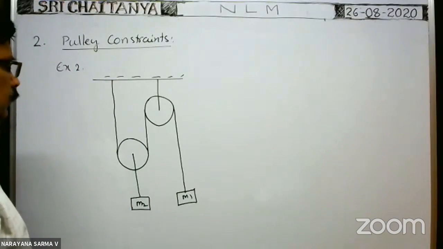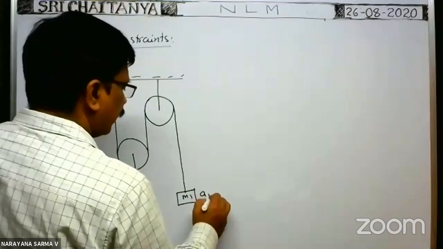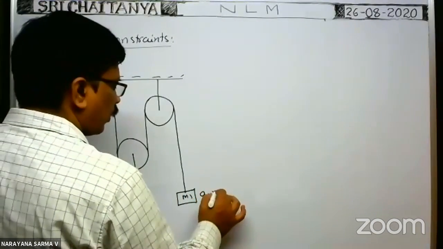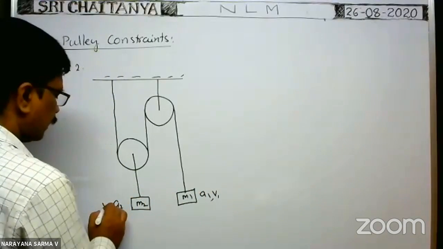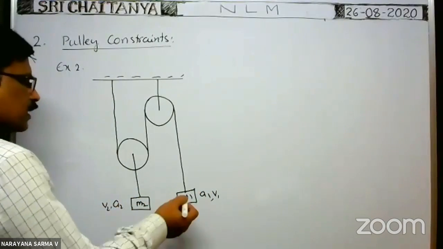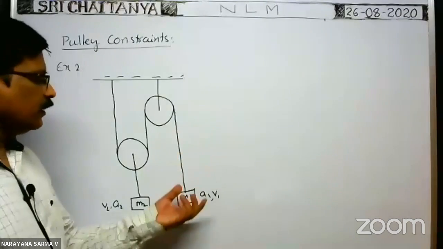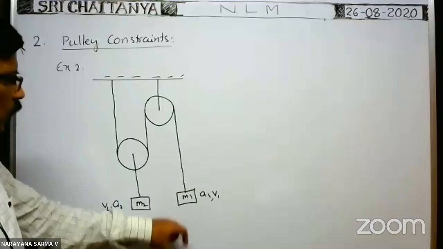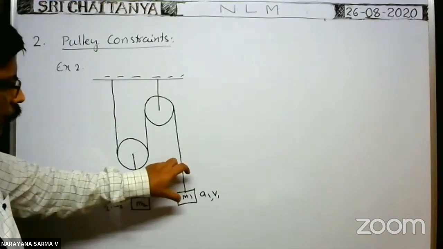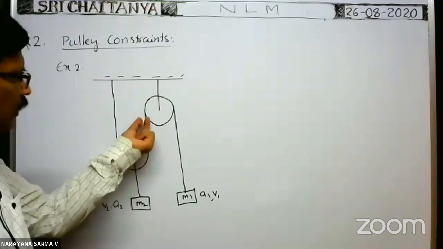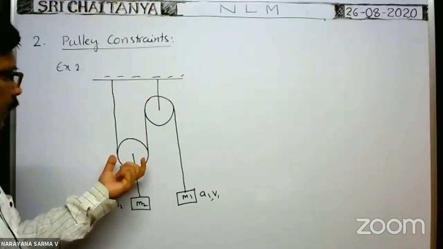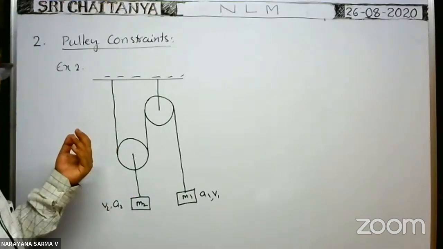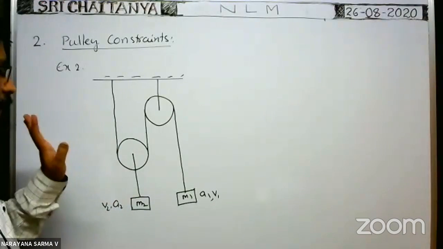Suppose the acceleration of this block is A1 and the acceleration of this block is A2, or at any instant the velocity of this body is V1 and the velocity of this body is V2. In which direction will the blocks move? Suppose the block moves downwards; then the string will rise. When the string rises, the pulley moves up, and whenever the pulley moves up, block M2 rises up. In such a way we can imagine.